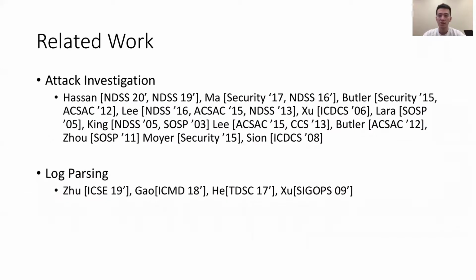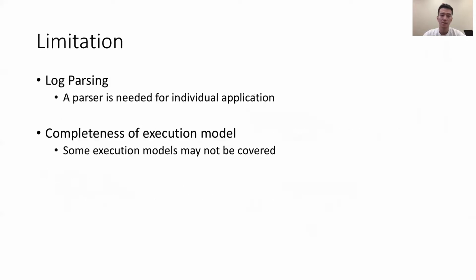Alchemist is related to many works, including attack investigation and log parsing. Alchemist has some limitations. The first one is log parsing. We need to write a parser for each application. Some work from the log parsing area can be adapted to simplify this process in the future. Another limitation is the completeness of execution models. Although we studied 32 of the most popular Linux applications, there may exist some execution models not covered.